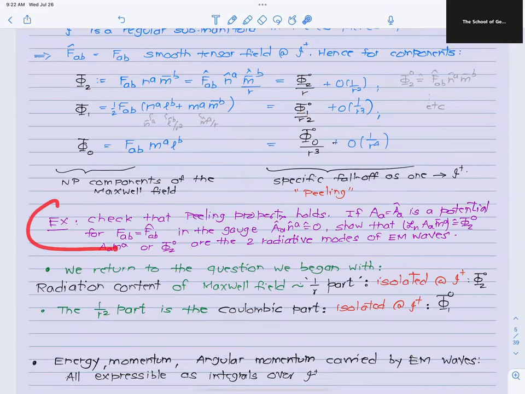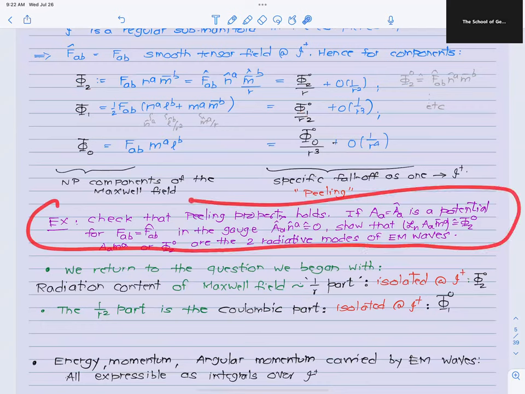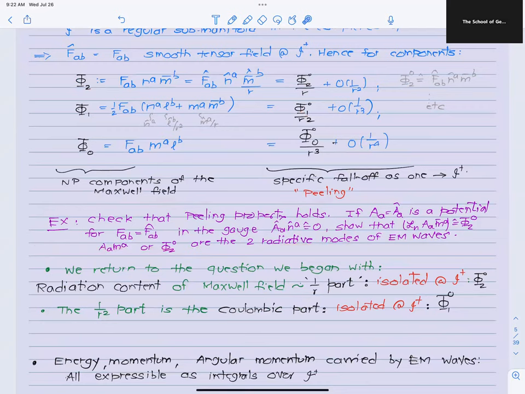So here is an exercise. Check that this peeling property holds. In other words, just do the calculation that I just mentioned. And if you say that A equal to A hat is a potential for F AB in the gauge A hat equal to 0, then show that phi 2 naught is just given by taking the angular component of A and then taking its time derivative, d by du, with respect to m.